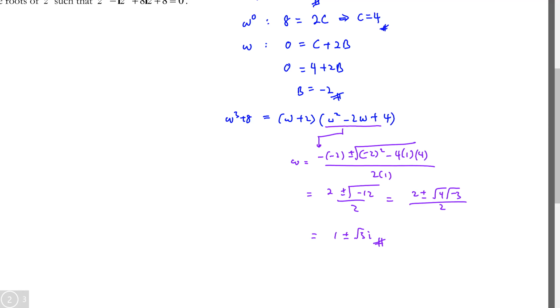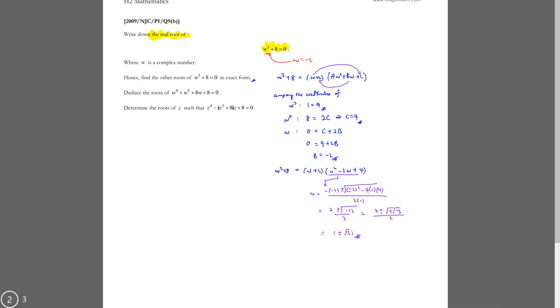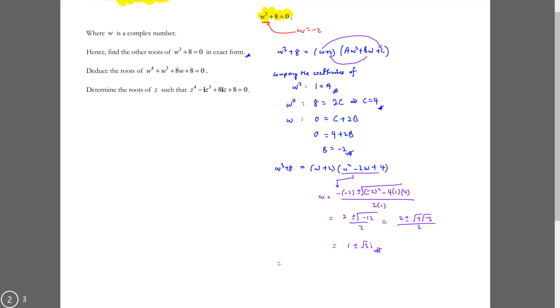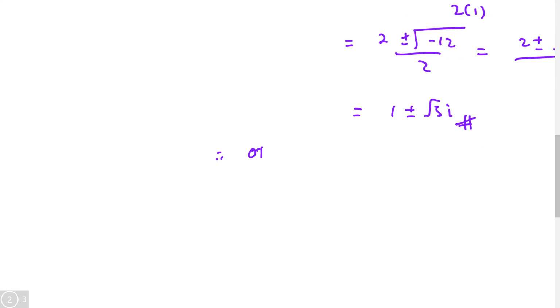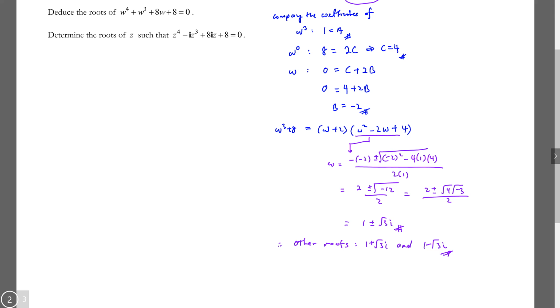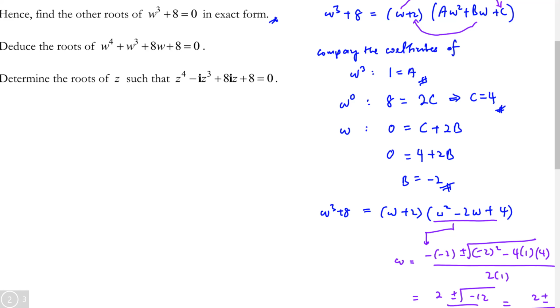So the other roots of the equation in exact form are 1 plus root 3i and 1 minus root 3i. Great. Okay, so once you're done, let's look at the second part.